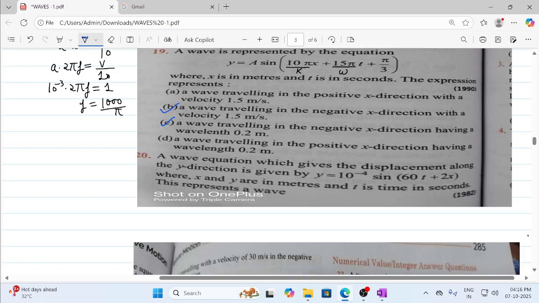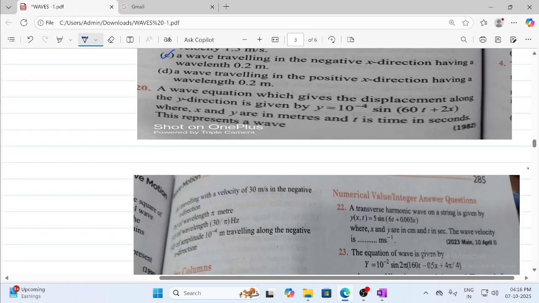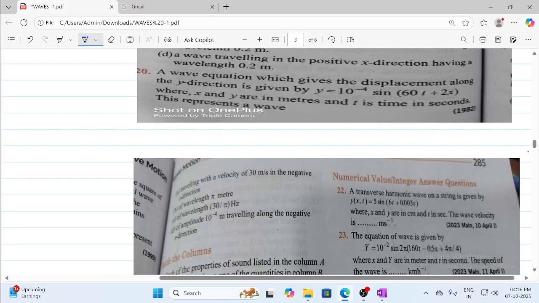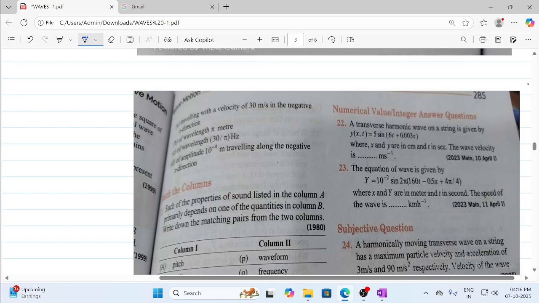That will be multiple choice. I thought there would be only one answer. That's why I moved ahead. But anyways, take this one. 22.